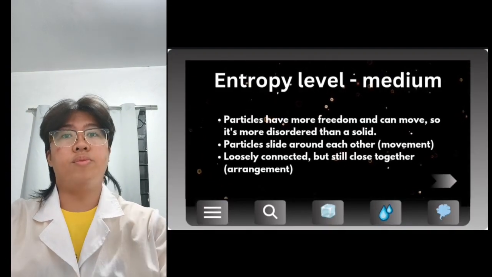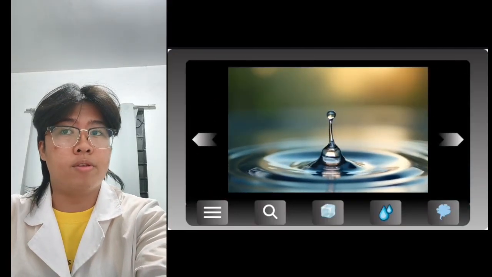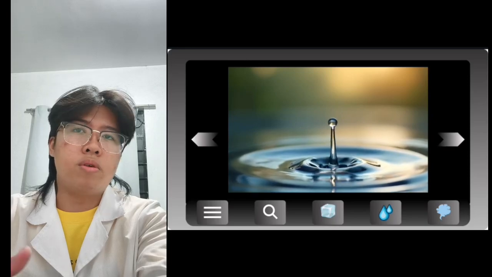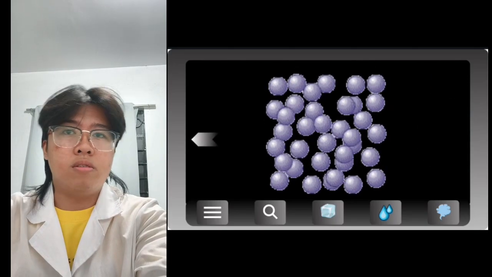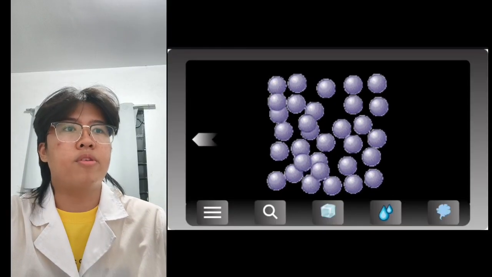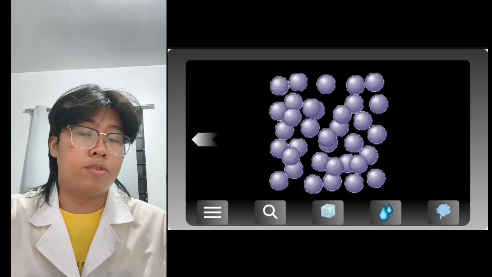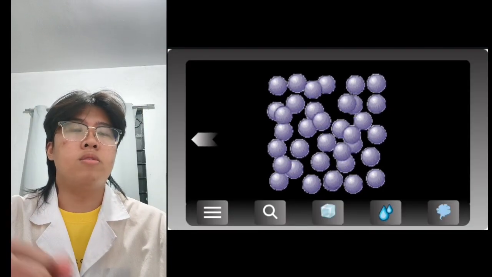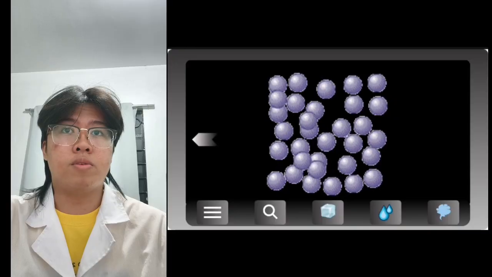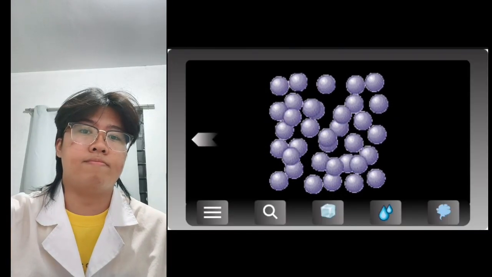So, what is the entropy level at a medium level? Particles at a medium level have more freedom to move past one another. It is more disordered than in solids. And as you can see next, the particles are able to pass by one another in our simulation, which we will get to at the end. As well as here in our figure in our slides, you can see that the particles are able to slide past one another.